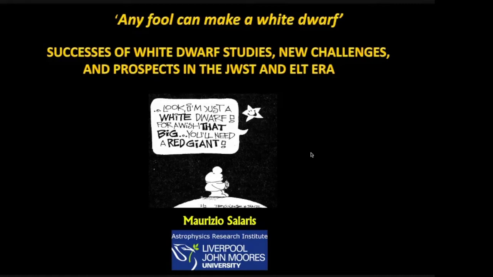White dwarfs are unfortunately a bit tainted by a statement apparently made by Icko Iben during the 80s, that any fool can make a white dwarf. In the sense that it seems so trivial to make a white dwarf model and to study white dwarfs, but probably he was just referring to the fact that their structure is much simpler on paper than other evolutionary phases.